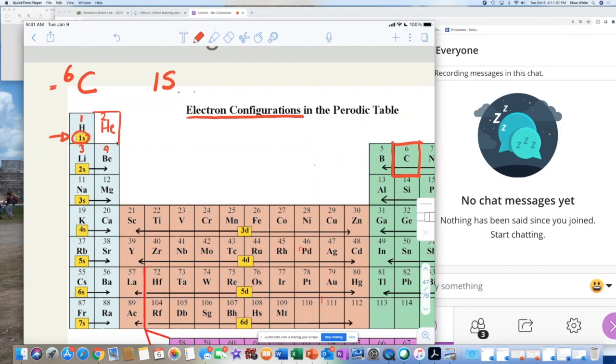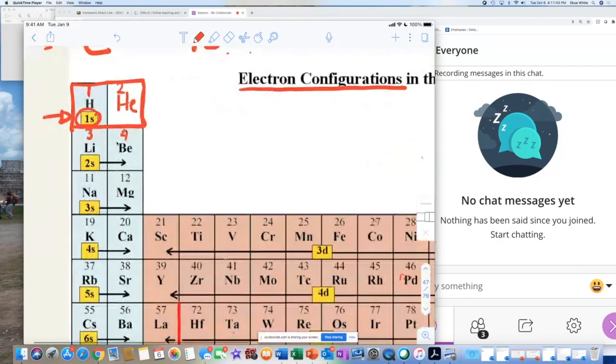How many can I place in the 1s sublevel? Well, only 2. The first electron, the second electron. So I put 2 here. Okay. But I have 4 more electrons to place. I have electron 3, 4, 5, 6. So what do I do? Well, put electron 3 and 4 where they normally go, which is right here.